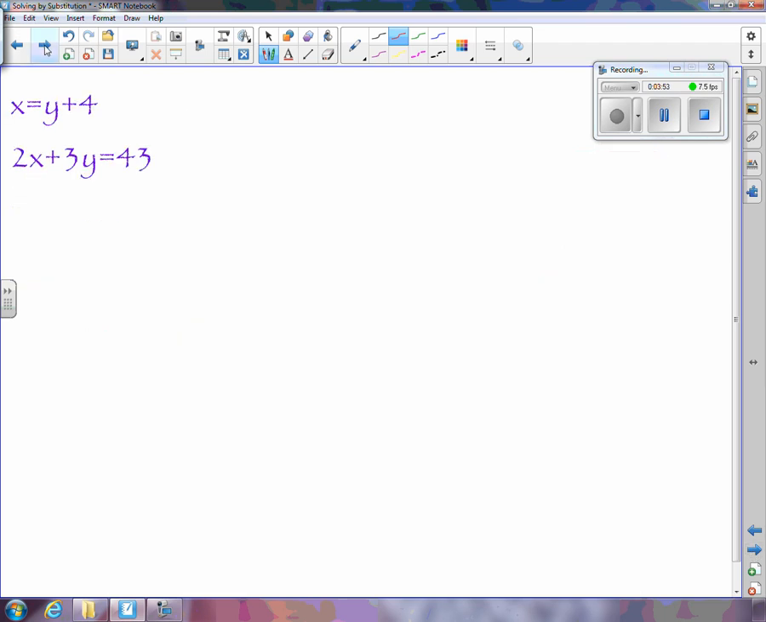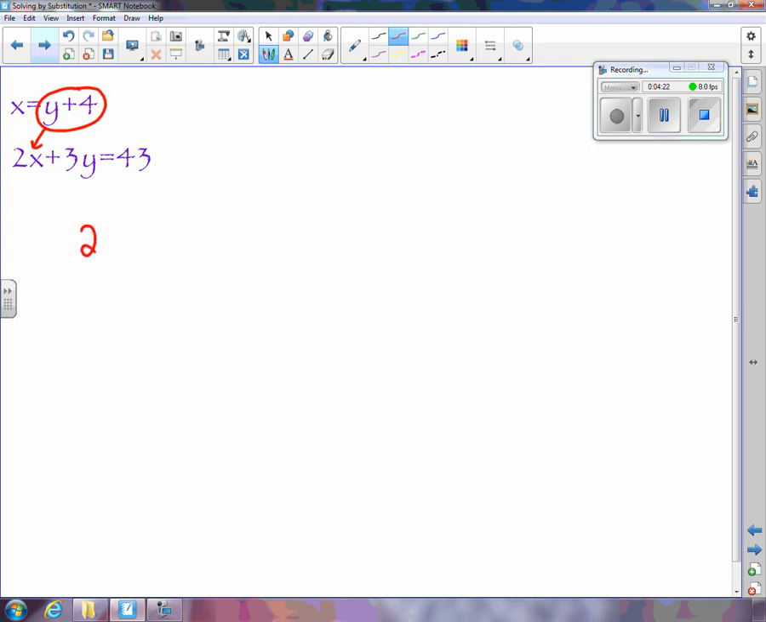Now let's try another example. In this example, only one of the equations has one of the variables alone. You still don't have to do step 1 because there is one variable that is alone. So now step 2 is to take that equation and plug it into the other one. So if x equals y plus 4, now I'm going to take this quantity and plug it in for x. Replace the x with y plus 4.